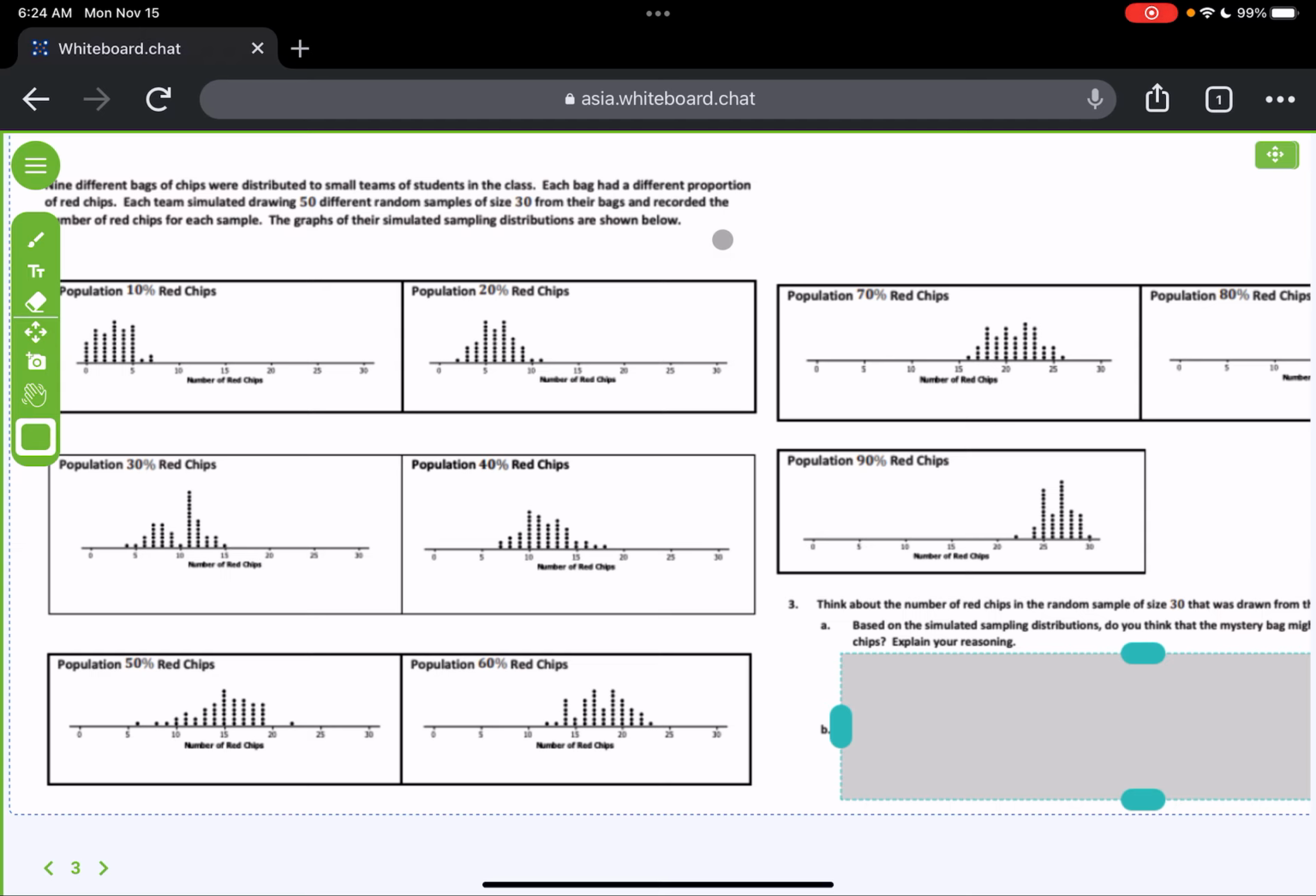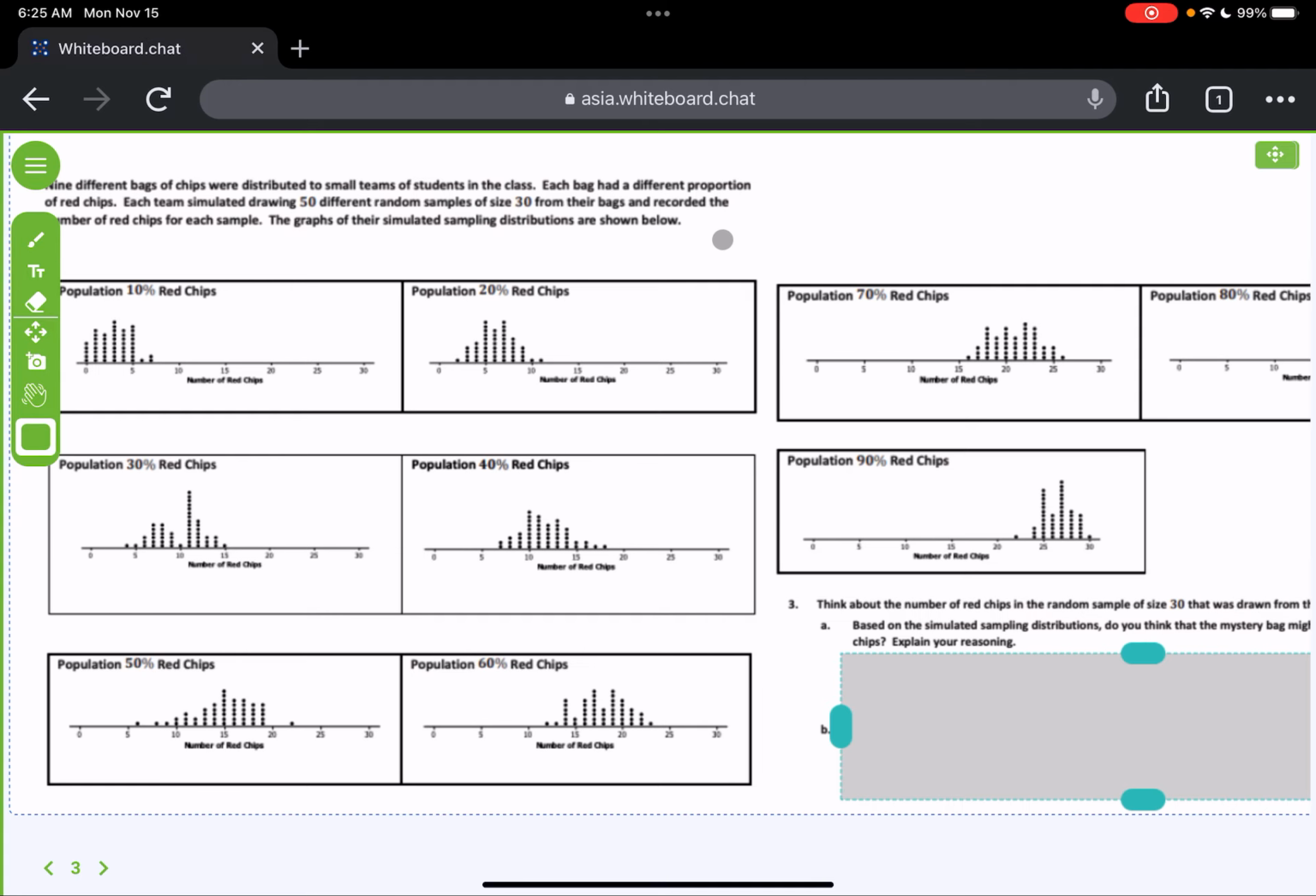So what it's saying is we're going to pull 50 times. We're going to do 50 different random samples of size 30. Okay. We're pulling 30 chips and we're going to do that 50 times. That's what that's saying. Not that there's 30 chips in the bag. It just means we're going to pull 30 chips out, record our data, whether it's red chips or not, and then we're going to do that 50 times.